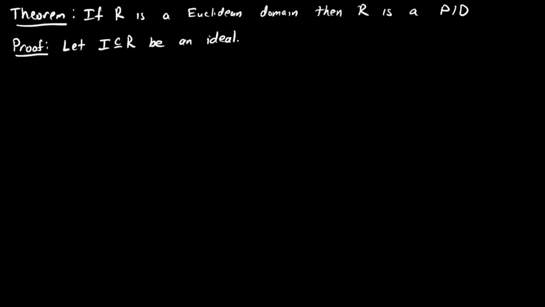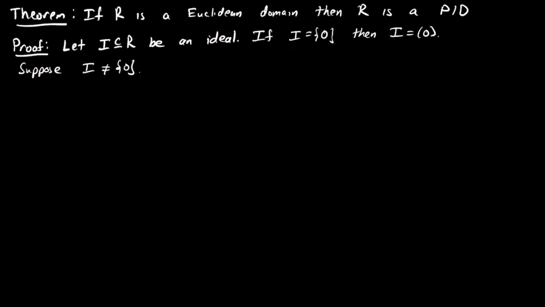Okay, so let's prove this result. I'll start our proof with: let I, a subset of R, be an ideal. The first thing I'll note is that if I is just the 0 ideal, so I is just the set containing 0, then I is the ideal generated by 0. So there's really nothing to show here. The one element ideal containing 0 is principal.